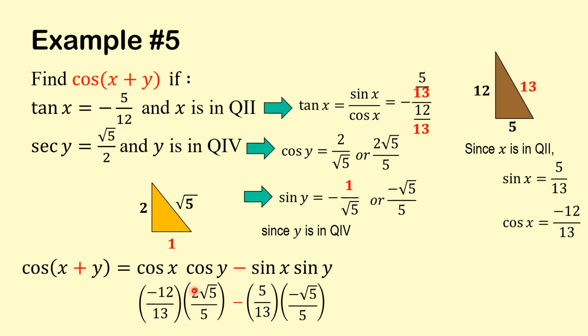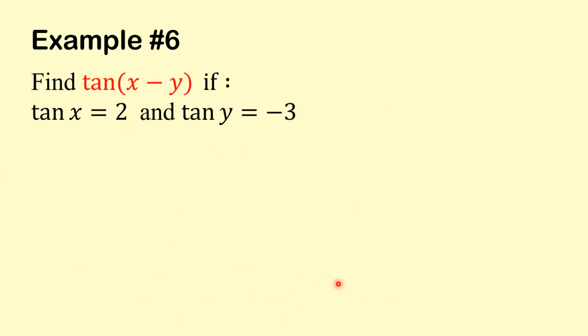Over 65, this is negative 24 square root of 5. Tapos this is magiging positive 5 square root of 5. So negative 24 plus 5 is negative 19 square root of 5 all over 65. Okay. So that becomes our final answer. Okay, negative 24 plus 5 is negative 19 square root of 5. Pareho sila. Okay. What about the tangent of a difference given tangent x and tangent y?